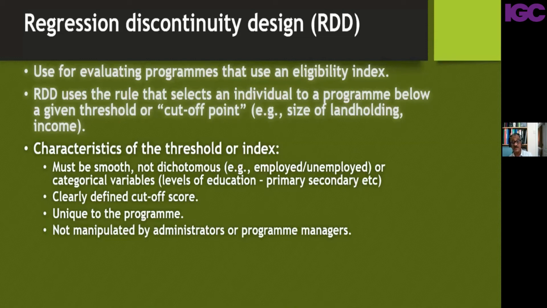And of course, another requirement is that this threshold should not be manipulated by administrators or program managers or even by the beneficiaries. Now, this is difficult to achieve in practice, because we know that sometimes ineligible beneficiaries will manage to get into the list of eligible beneficiaries. So you will have incomplete compliance even in the comparison group. That is, non-eligible people will make their way to the group of participants, even though according to the criteria or the threshold, they are not eligible.